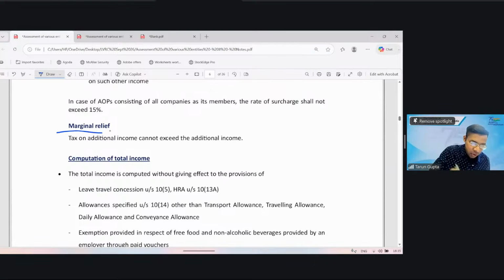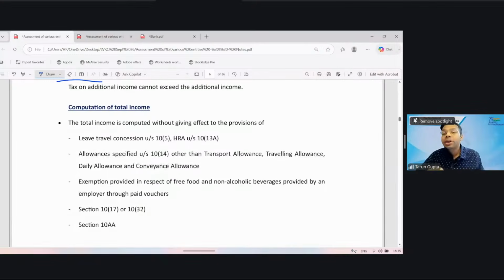Similarly, as we know, there is a benefit of marginal relief whenever there is a surcharge. But under the new tax regime, there is a concessional tax rate. And if there is a concessional tax rate, then the government will not allow you some exemptions or deductions. Okay. So what are all the exemptions and deductions which are not allowed under the new tax regime?